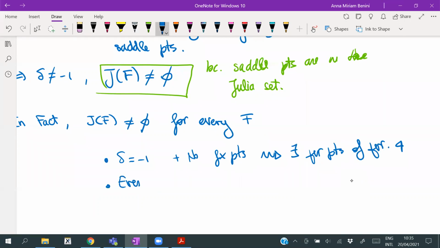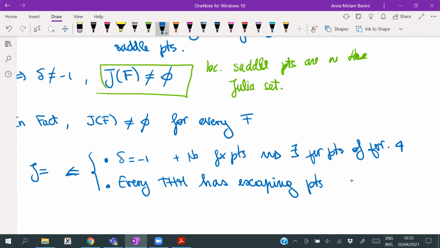Every transcendental Henon map has escaping points. So clearly a map which has fixed points and escaping points needs to have a non-empty Julia set. Okay, so these two properties together imply that the Julia set is non-empty.